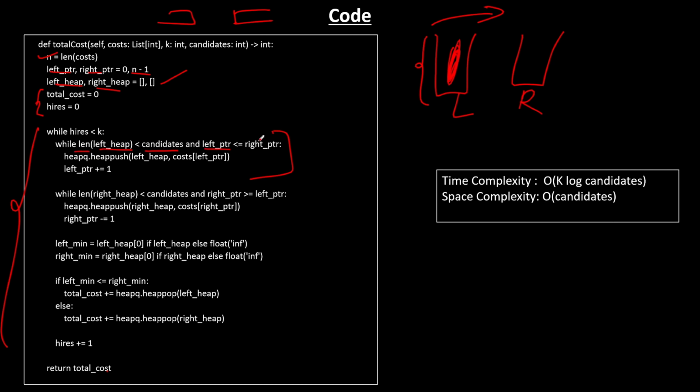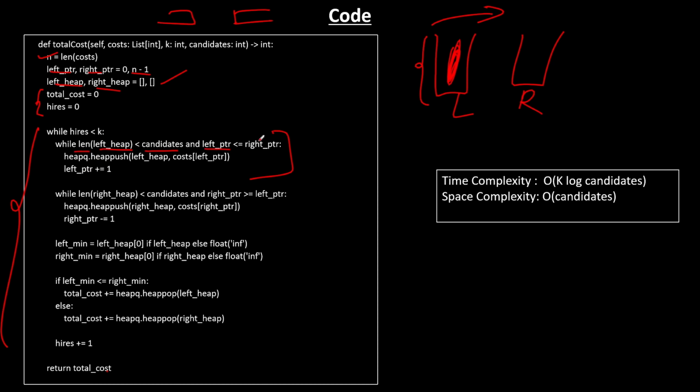We'll push it using the heapq module's heappush method this way, and we'll increase the left pointer. Similarly, the right also goes this way. If some pop was done from the right hand side and left has its complete value, then we'll try to push something here from the back side.